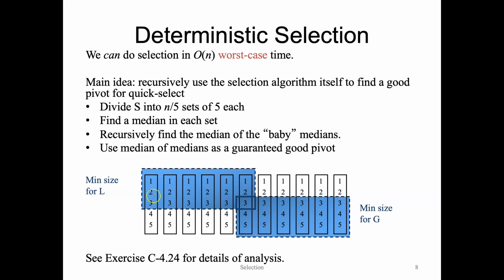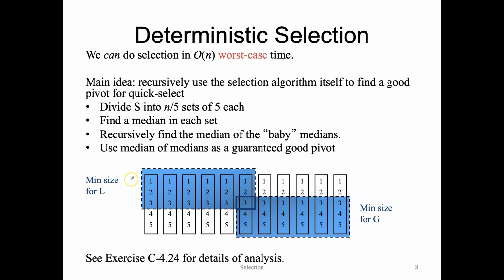And the reason for that is we can again use a counting argument so that we can visualize it and count up how many items are guaranteed to be less than this median of medians, this element that we find, and how many will be greater than it. That way we can show that there are enough in either list to show that this is a good pivot, that neither L nor G will be too large.